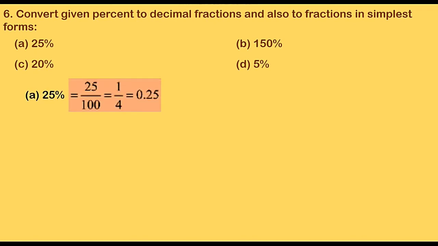25% I take it as decimal fraction, so it is 0.25, and fraction value in simplest form is 1 upon 4. Question number 6, B.